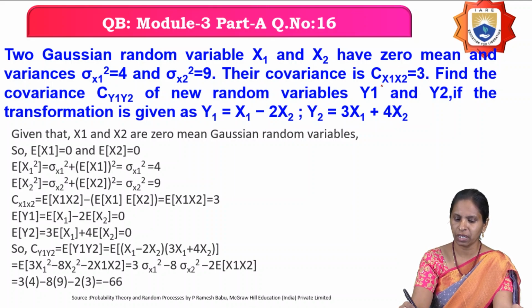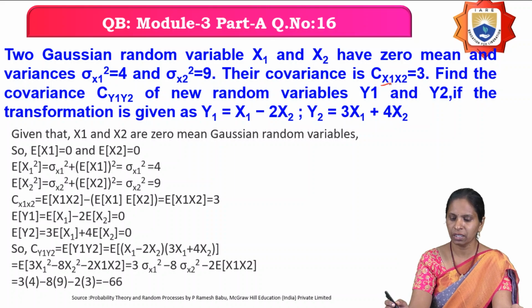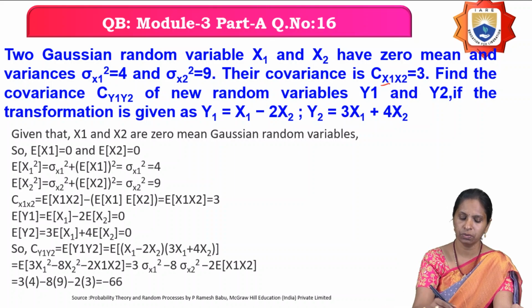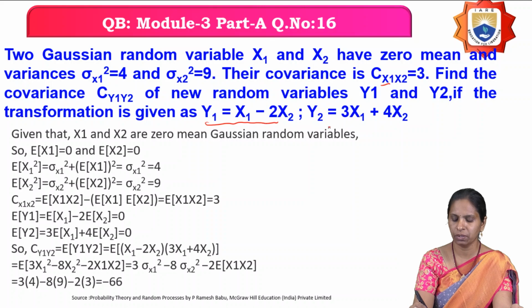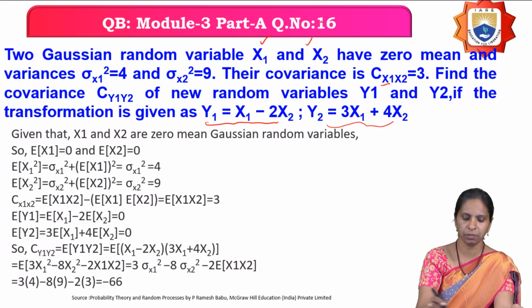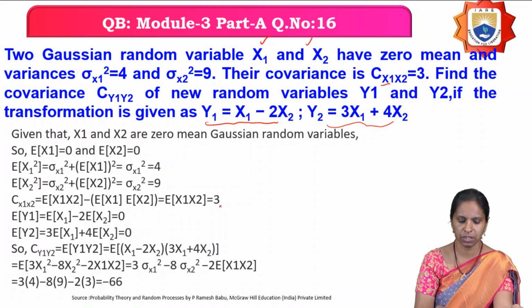Next one is, two Gaussian random variables x1 and x2 have zero mean, and the variances are given, and the covariance of the two random variables is given. What you have to calculate is the covariance of new random variables y1 and y2, where y1 equals x1 minus 2x2 and y2 equals 3x1 plus 4x2. They have given that x1 and x2 are zero mean, so E of x1 is 0, E of x2 equals 0. Then E of x1 square is sigma x1 square, and E of x2 square is sigma x2 square. The covariance is given as 3 only.